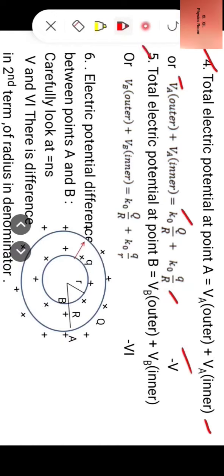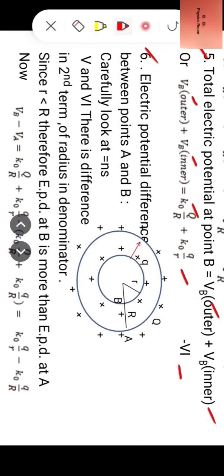Fifth, total electric potential at point B is equal to VB due to outer shell plus VB due to inner shell, which is equal to K naught capital Q by capital R plus K naught small q by small r. Let us mark it as equation 6.